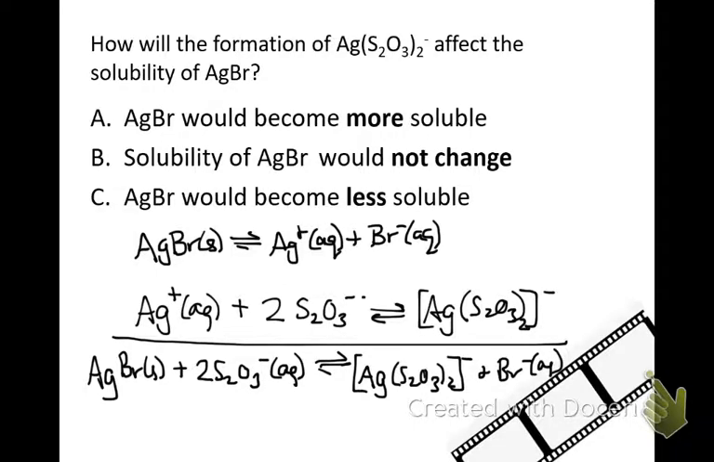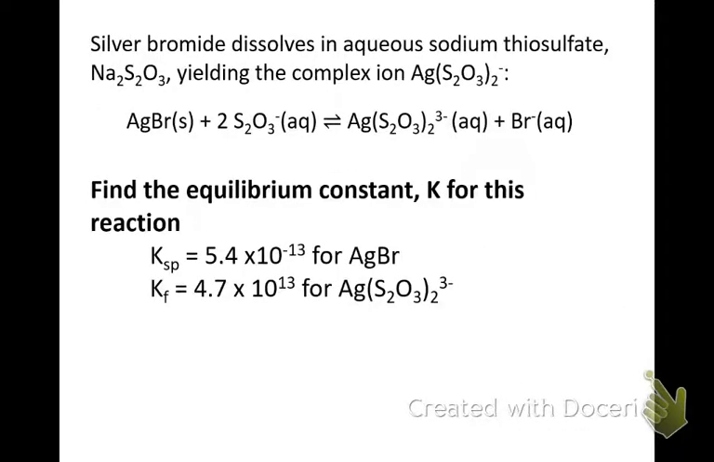And so we can see that the formation of the complex ion effectively steals silver from the Ksp equilibrium. So we're removing a product from the Ksp reaction, which means that the AgBr is going to become more soluble. It's going to shift toward the products. Okay, so if we have that reaction all together, what would be the equilibrium constant K for that reaction, if Ksp for AgBr is 5.4 times 10 to the minus 13, and Kf for silver thiosulfate is 4.7 times 10 to the 13?